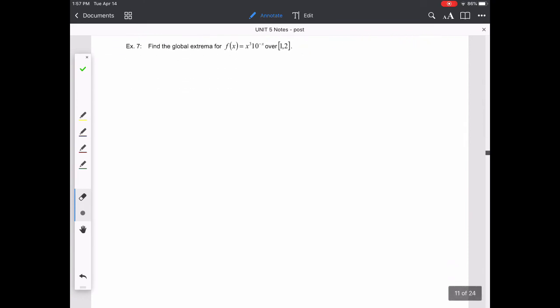Find the global extreme of f. And in this case here, we have the domain which is bound. So we have to see how that comes into play. So the first thing I have to do is take its derivative. Derivative of x to the exponent 3 is 3x squared times 10 to the exponent negative x, plus x to the exponent 3 times the ln of 10 times 10 to the exponent negative x times negative 1.